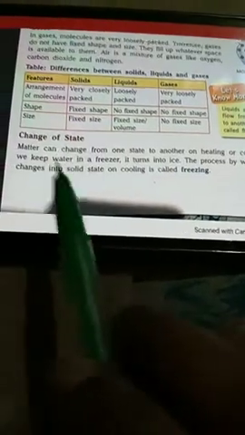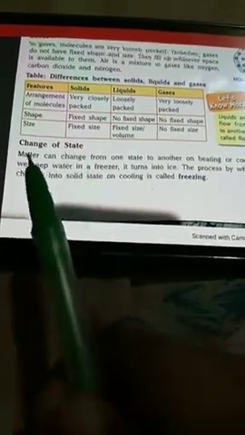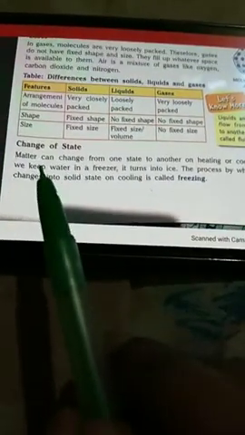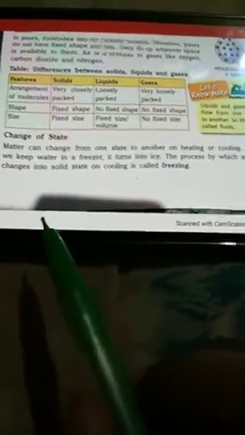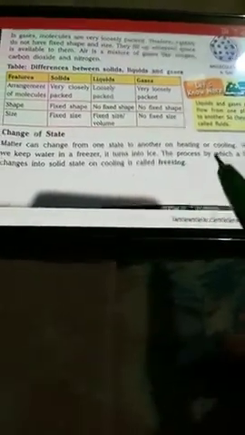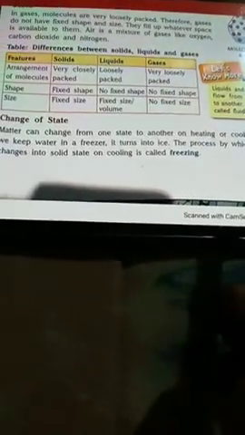Next topic is change of state. Change of state means matter, it can be solid, liquid or gas. As I have said, matter exists in 3 states. And these states can be changed from one to another on heating or on cooling.